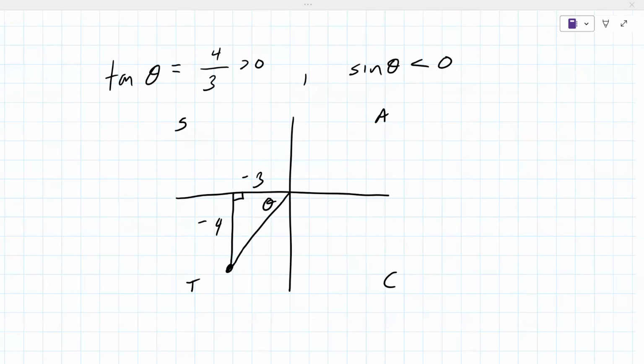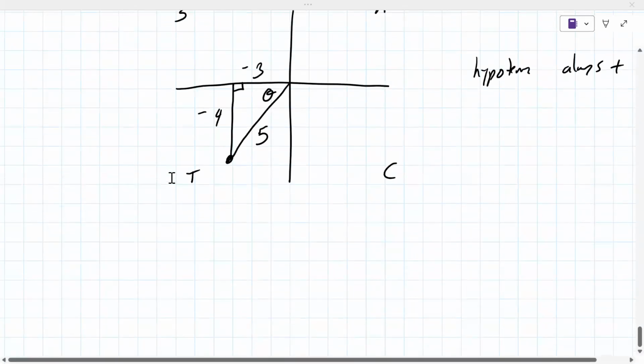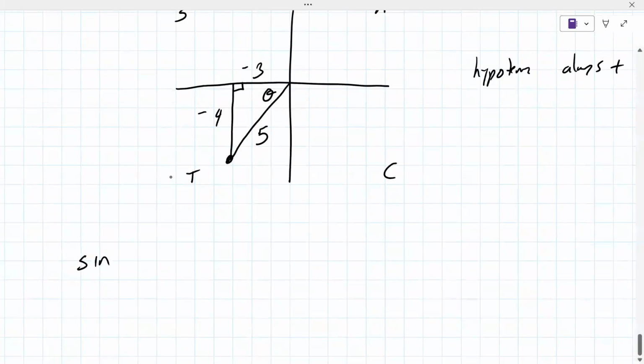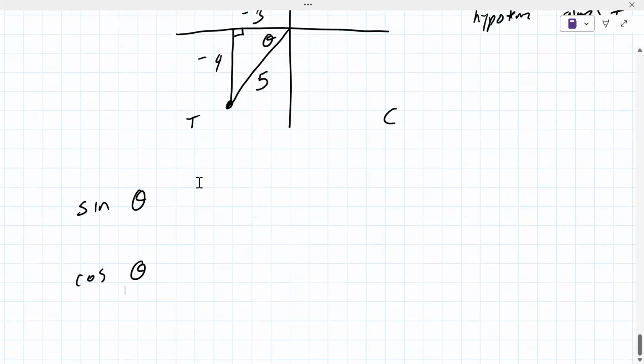Five. It is 5. Now the hypotenuse is always positive. That's something to remember, might be important later on, but yeah, it's always positive. The next thing here is that you would be asked, and we'll do this like we've been doing, sine theta, cosine theta, and tangent of theta, like that.